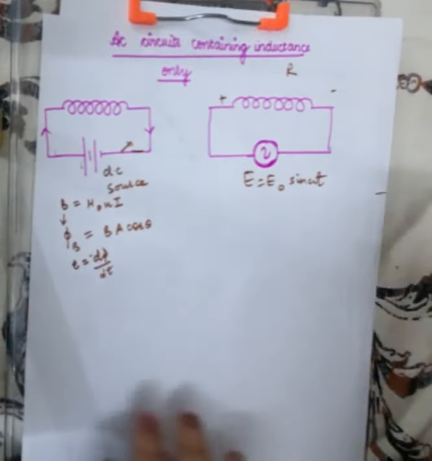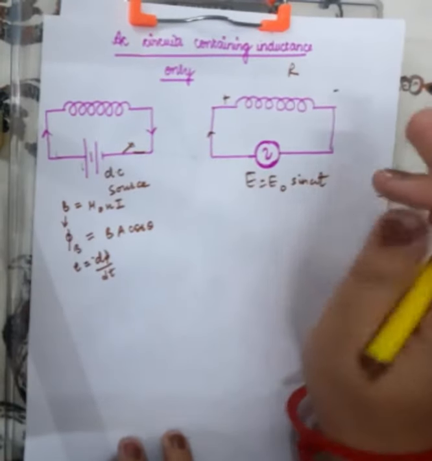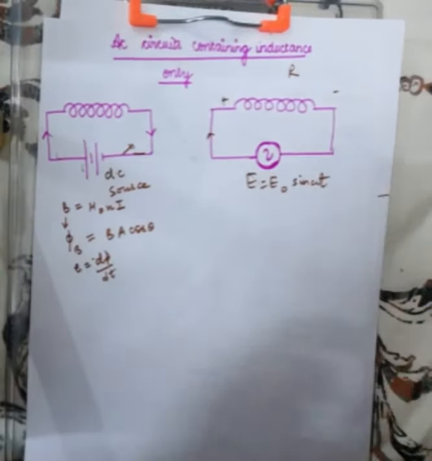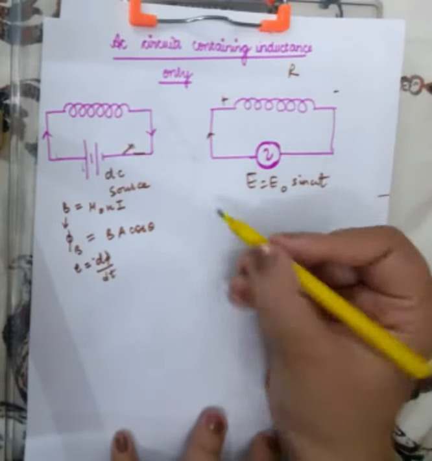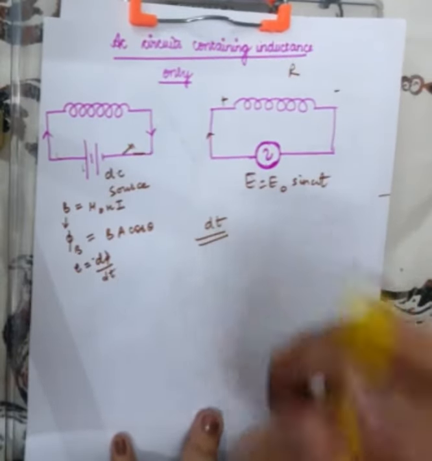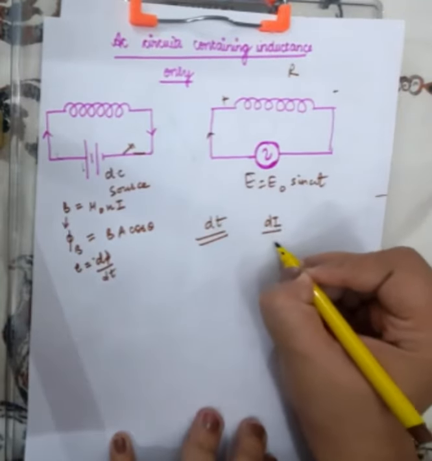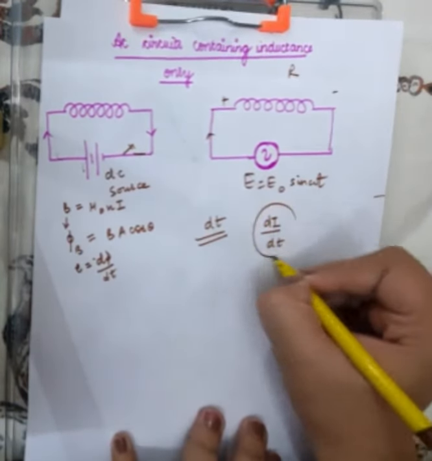So suppose when the alternating current starts flowing in the circuit. Earlier it was not flowing, but then it started flowing. Suppose it took dt time to develop. The current took dt time to develop. What will be the change in current? That will be equal to di by dt.